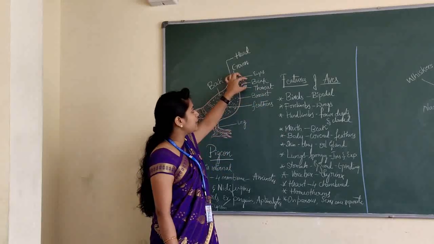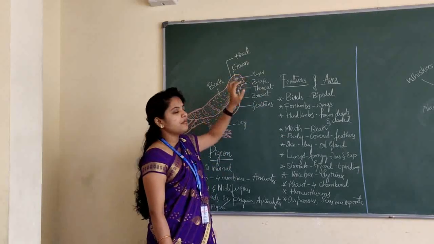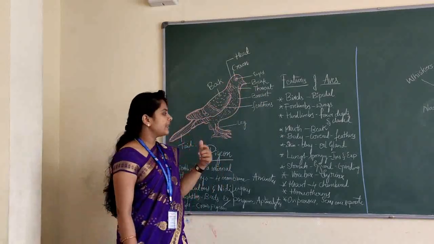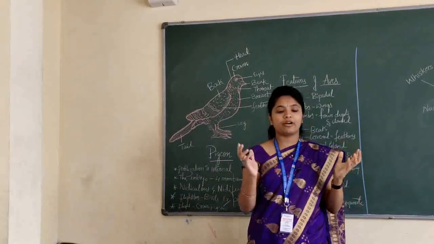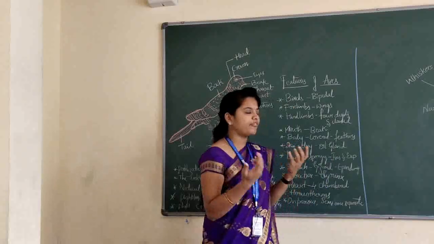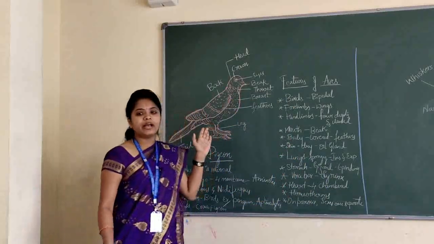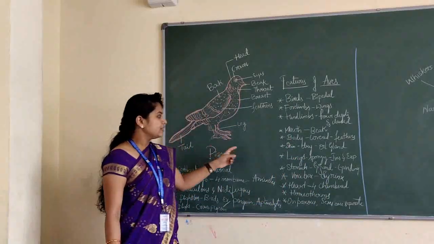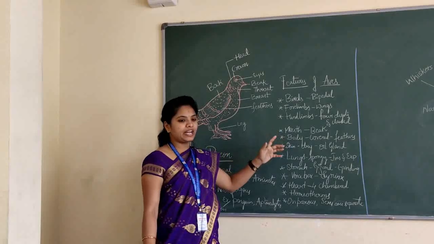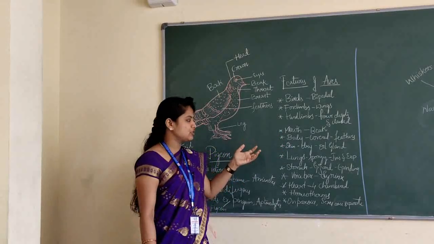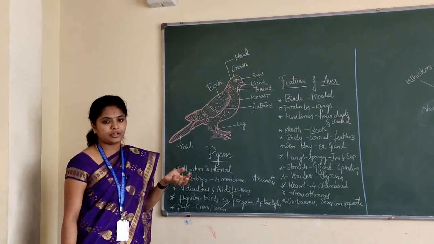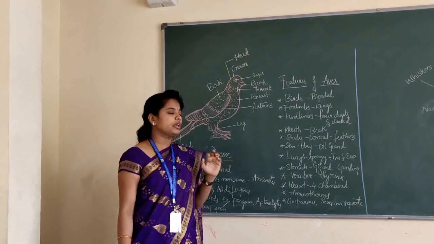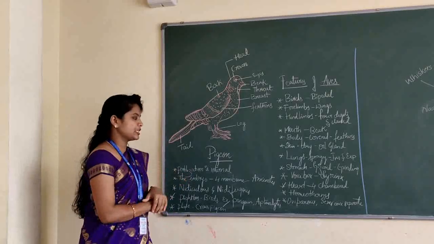The mouth has been modified into a beak, which helps in feeding. Next, the body is covered by feathers. The feathers mainly help in insulation. Next, the skin is very dry, but sometimes it also has an oil gland. The lungs are very spongy in nature. Mainly, they help for both inspiration as well as expiration.